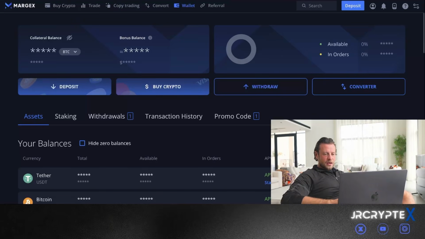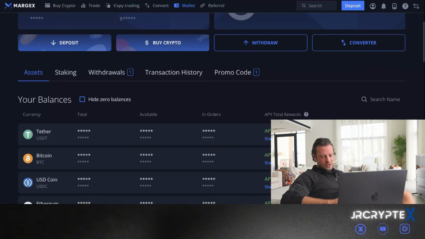Now, this is your wallet section. It's fairly self-explanatory, but I'm going to go over it anyway. You've got deposit here. If you want to put crypto in, you can buy crypto there like fiat. You can withdraw and you can basically convert crypto. So if you've got, for example, USDT and you want to get USDC, it's best to convert, not to sell it, because if you sell it, you're going to have more fees. When you convert it, the fees are minimal. So it's so much better.